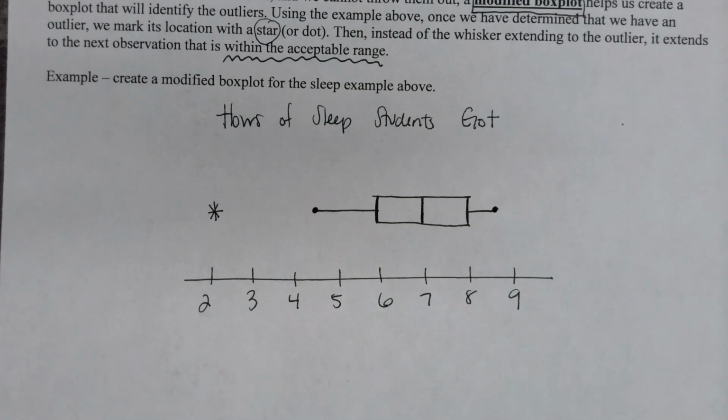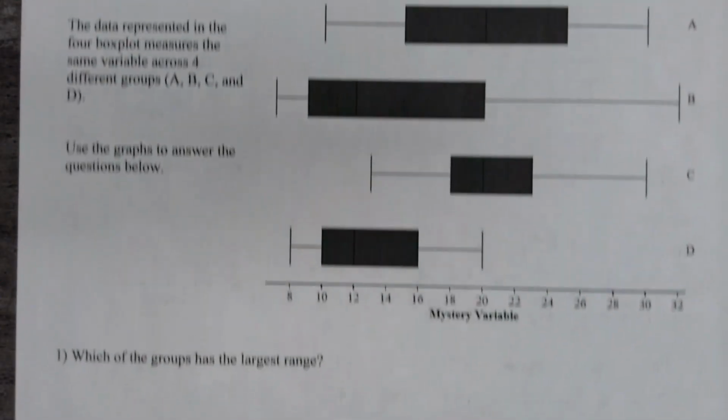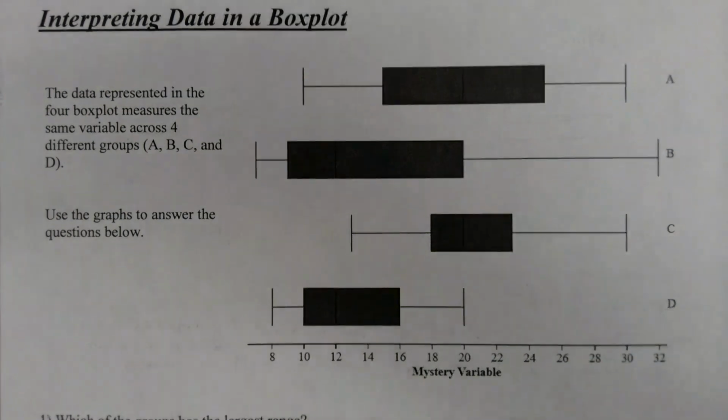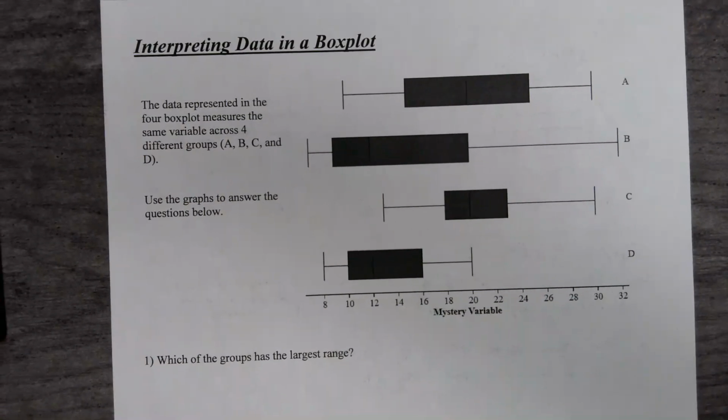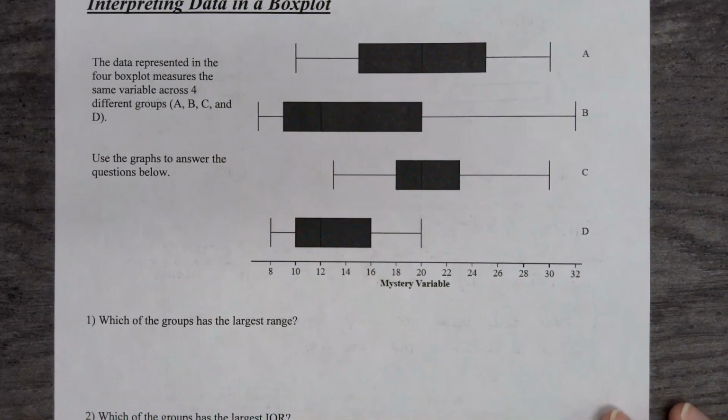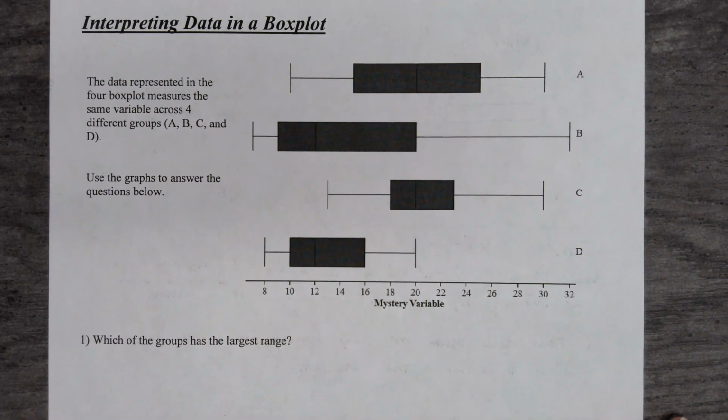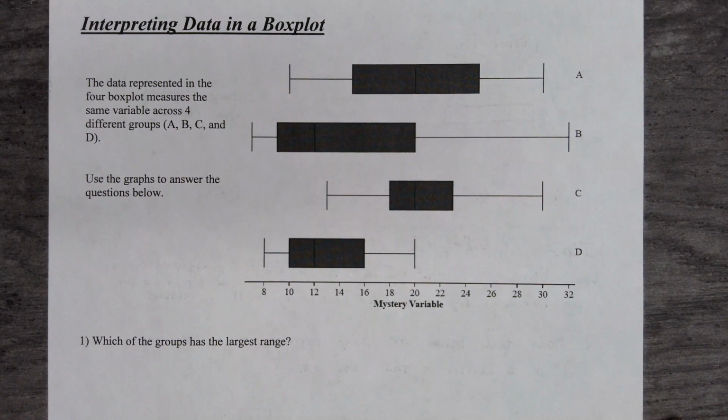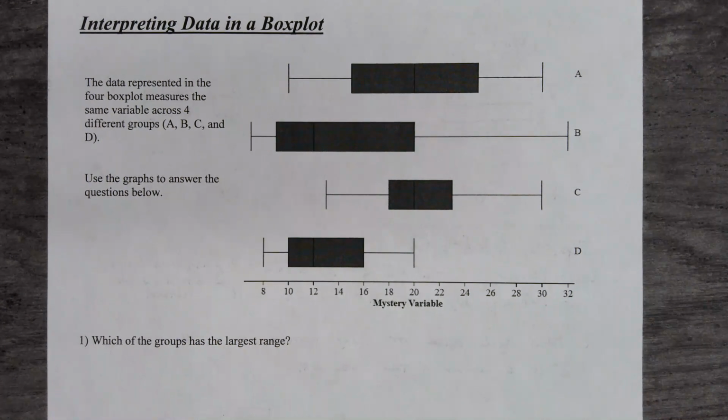So it's great that we can actually make box plots, but let's start interpreting them and figuring out what piece is what. How can I figure out my range? How can I figure out other things and look at what our values are for these box plots and compare some different distributions? So interpreting the data in a box plot. We have our data A, B, C, and D, and we have some mystery variable here.